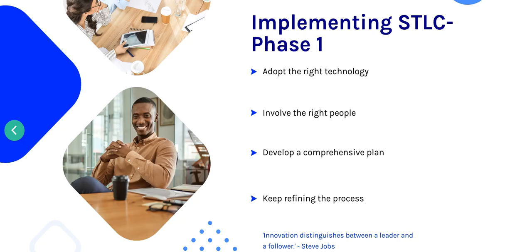Next, involve the right people. This means bringing in cross-functional team members like testers, developers, business analysts, and product owners to ensure all perspectives are covered. Then develop a comprehensive plan. Define roles, responsibilities, timelines, and deliverables for the requirement analysis process. Finally, keep refining the process. Continuous improvement helps adapt to changing requirements and team dynamics. As Steve Jobs once said, "Innovation distinguishes between a leader and a follower," and the right implementation approach can turn your team into leaders in quality.